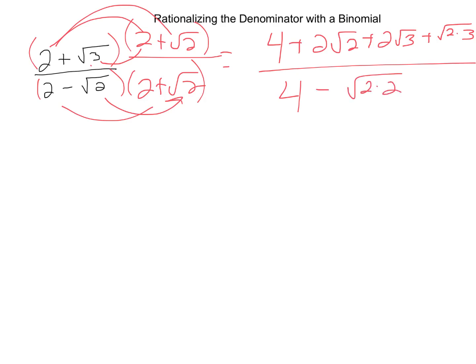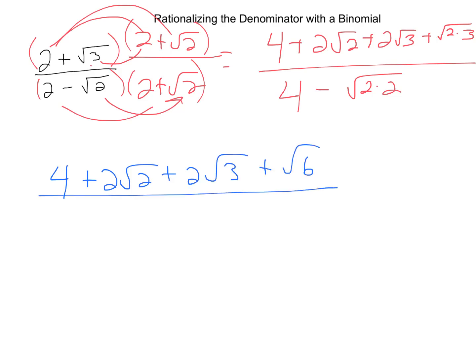Alright, let's pull our perfect groups. On the top, I've got nothing. 4 plus 2 radical 2 plus 2 radical 3 plus radical 6 over, now here it's going to kick out as a 2. So 4 minus 2. Or, to make my life easier, we all know that 4 minus 2 is 2. So 2. So now let's try to reduce.